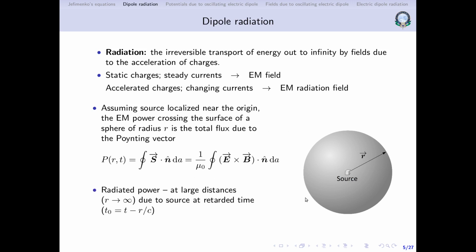So radiated power is at large distances, that is when r tends towards infinity. The power that is radiated by the source at retarded time as r tends towards infinity, that is known as the radiated power. So when we say source, we could be talking about an electric dipole, a magnetic dipole, or any arbitrary collection of sources. In this lecture, we will be focusing mainly on electric dipole radiation.